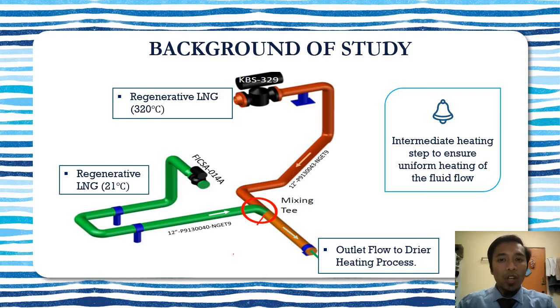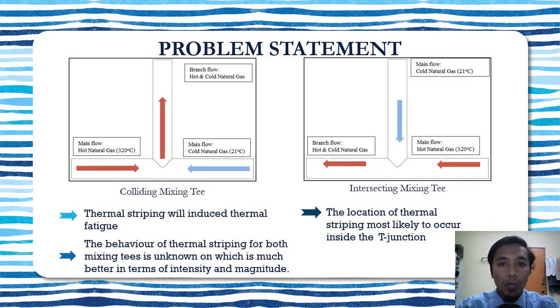This project will be one of the efforts to mitigate the problem that occurs in the pipeline where the mixing region happens, which is the T-junction, especially regarding thermal behavior. Our problem statement involves two mixing Ts, which are the colliding mixing T and the intersecting mixing T. As I mentioned in my previous slide, thermal striping will induce thermal fatigue. We also want to observe the behavior of thermal striping for both mixing Ts because it is unknown which is better in terms of intensity and magnitude. Also, we want to investigate the location where thermal striping is most likely to occur inside the T-junction.